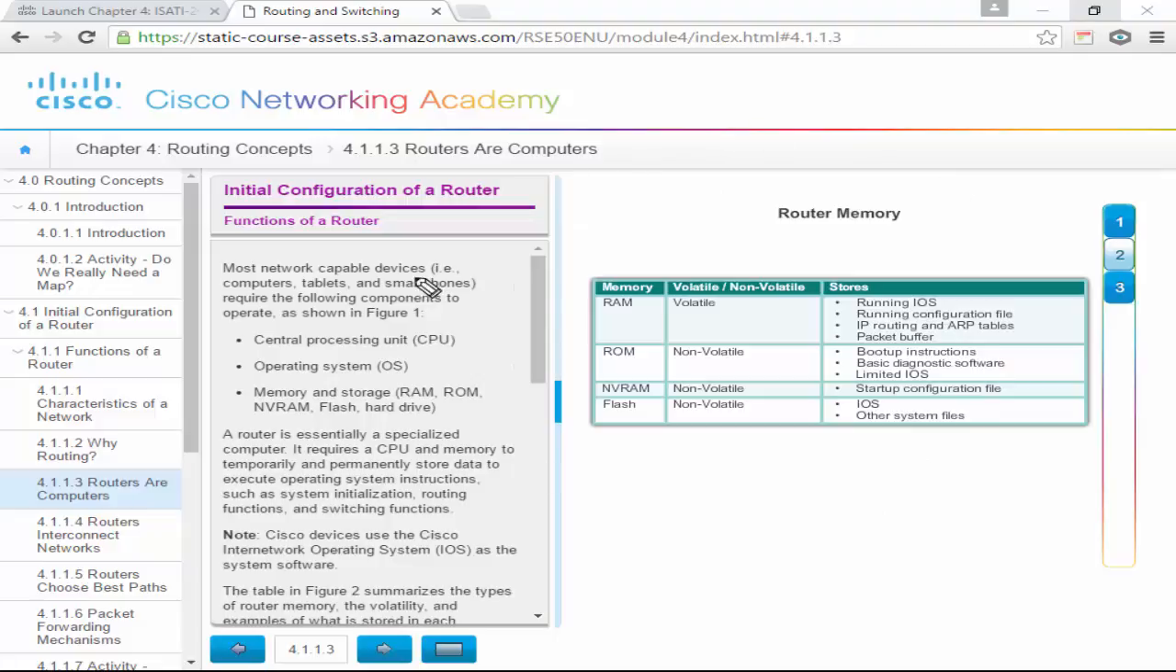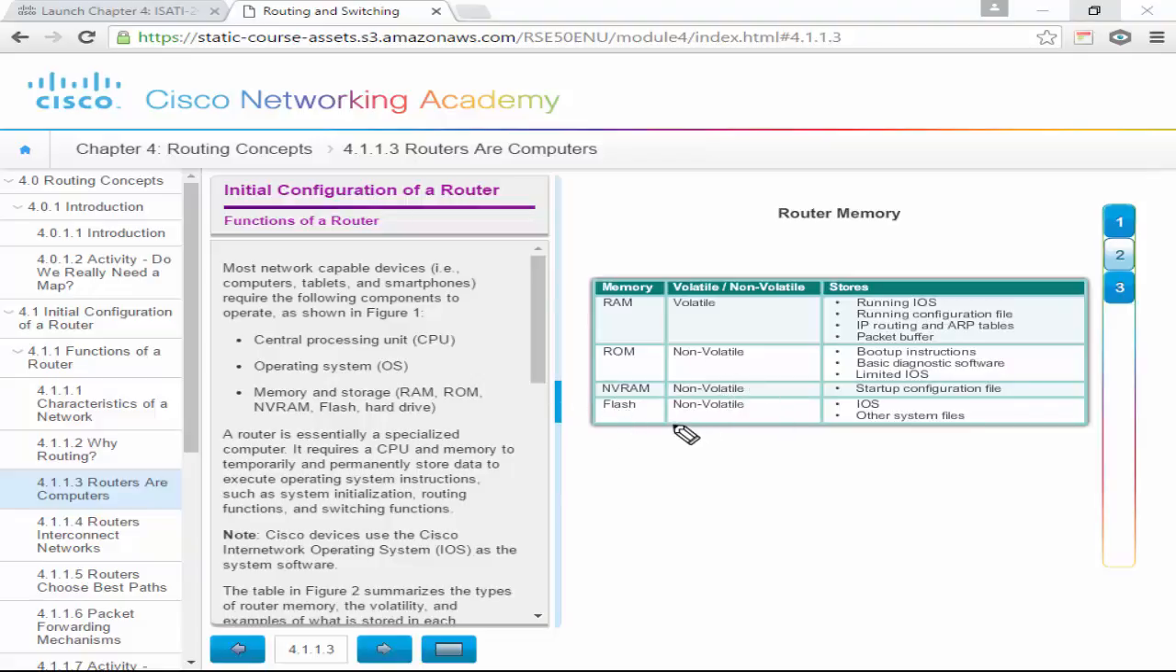And hopefully you've heard of ROM. ROM is the most basic operating system we have on one of these devices, and that's why they say limited IOS, this ROM thing. Basic diagnostic software like the POST and that kind of thing. Boot up instructions. Where are we going to load the operating system from?